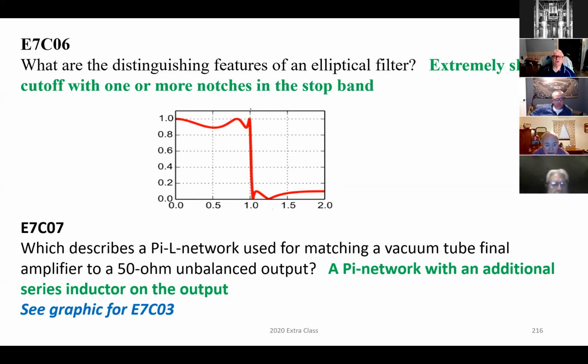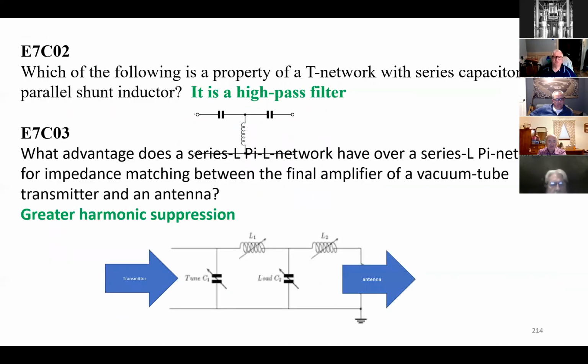Okay, which describes a Pi-L network used for matching a vacuum tube final amplifier to a 50 ohm unbalanced output? That would be a Pi network with an additional series inductor on the output. And they're telling you to see the graphic for E7C03. So this is the guy right here.